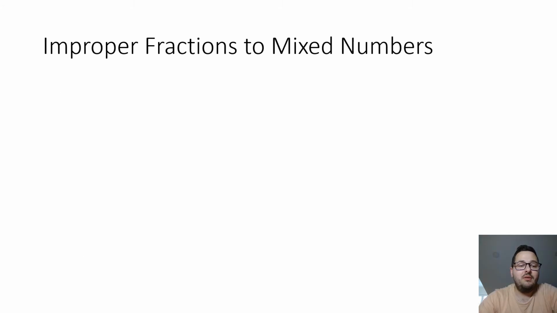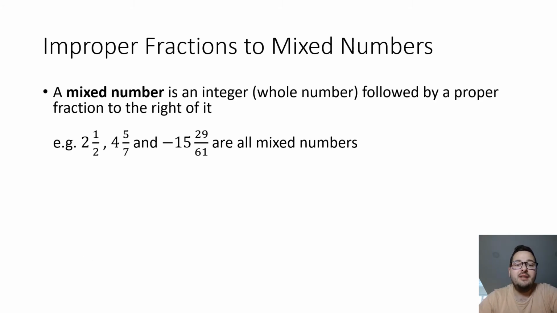Okay then, so let's look at how we can convert them. We want to convert them to a mixed number, and that is when you've got a whole number followed by a proper fraction. So for example, we've got 2 and 1/2, 4 and 5/7, and then minus 15 and 29 over 61. Yeah, so they are all mixed numbers.